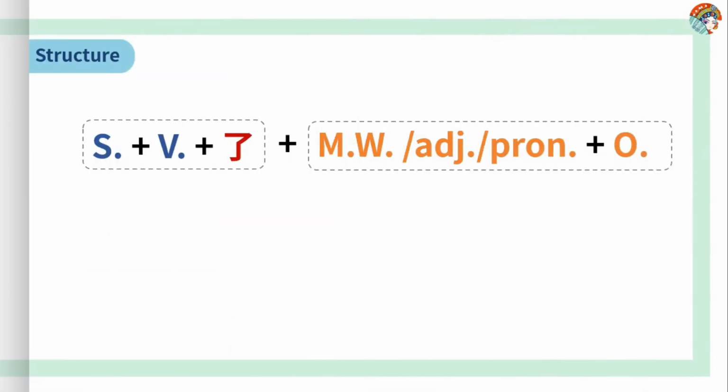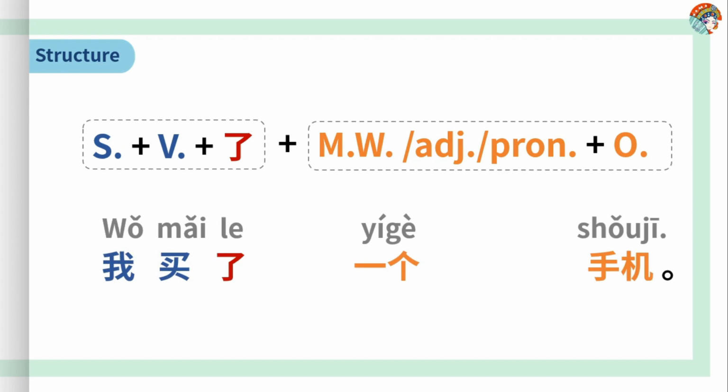All right, now sure you are quite familiar about this construction. Here it is. So read after me. 我买了一个手机.